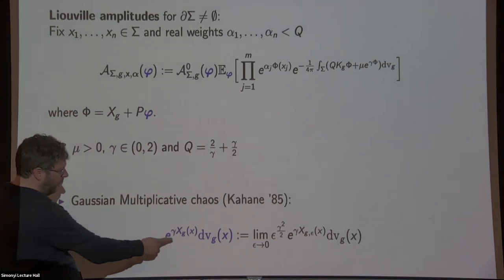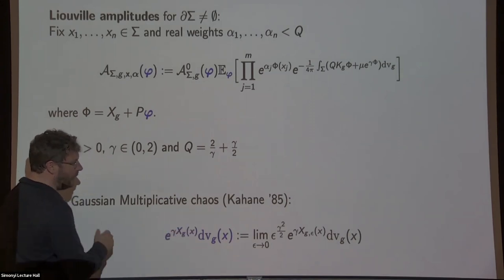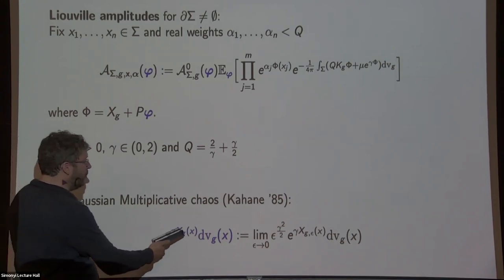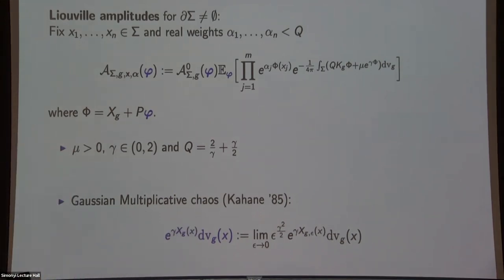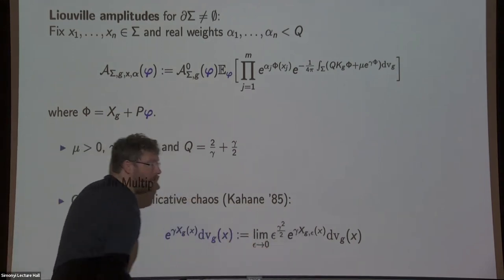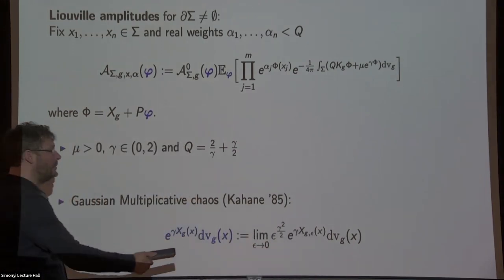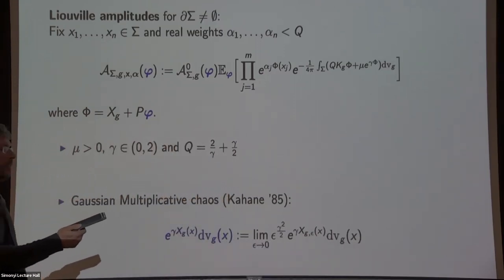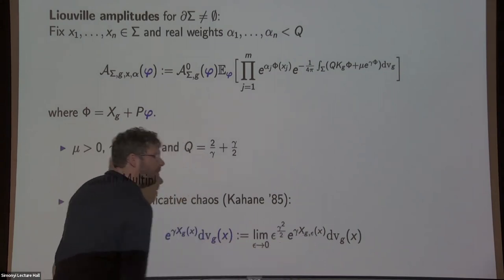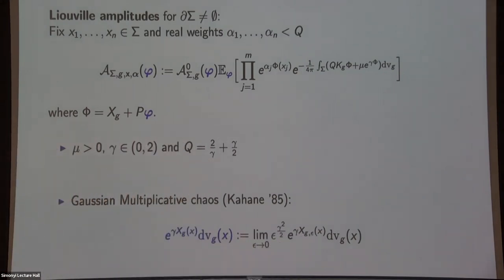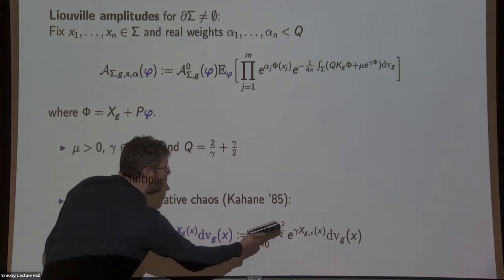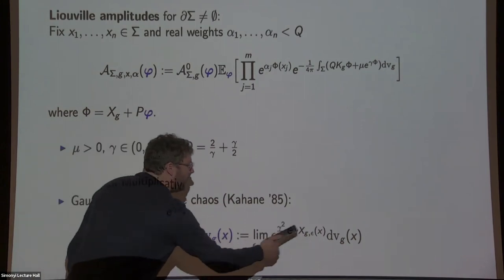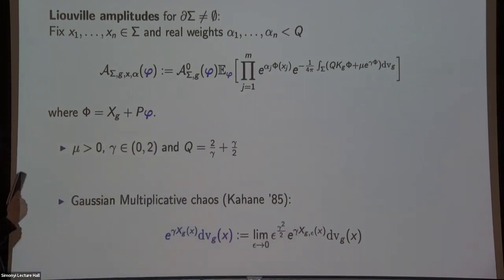As you know, the Gaussian free field is not defined pointwise. So how do you do this? You smooth it at scale epsilon with a smooth mollifier, and you take the exponential, and it's a Radon-Nikodym derivative with respect to the volume form on your surface, but it won't converge. So you have to add a counterterm when your ultraviolet scale epsilon goes to zero, and this counterterm is epsilon to the power gamma squared over 2. Kahane showed that if you do this, for gamma in (0,2), you converge to something meaningful.